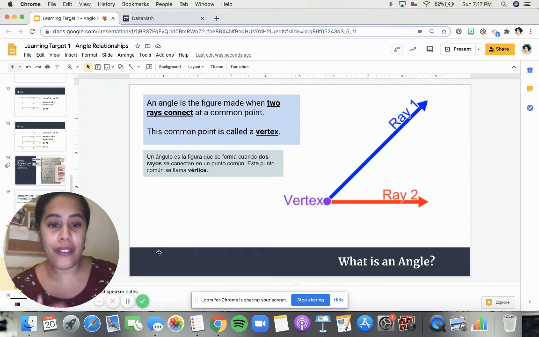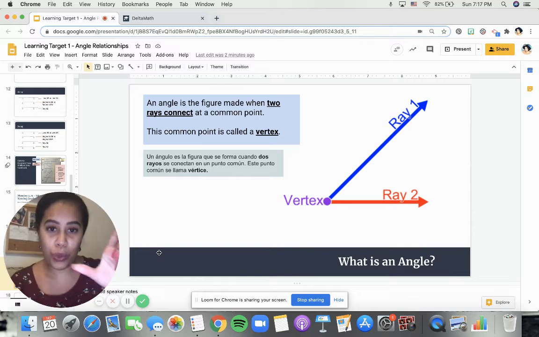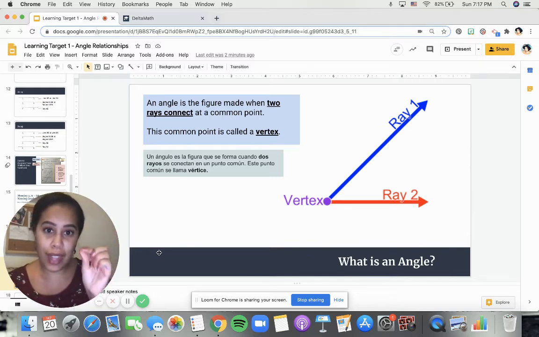So here we have a diagram of an angle, and if we were to define an angle, we would define an angle as the figure made when two rays connect at a common point. This common point is called a vertex. So you have the diagram here. Take a moment to look at it. The two rays connect at that purple point called the vertex.